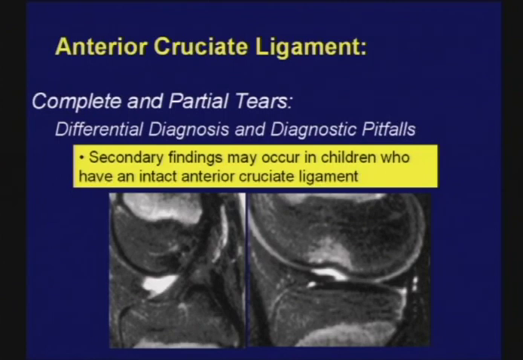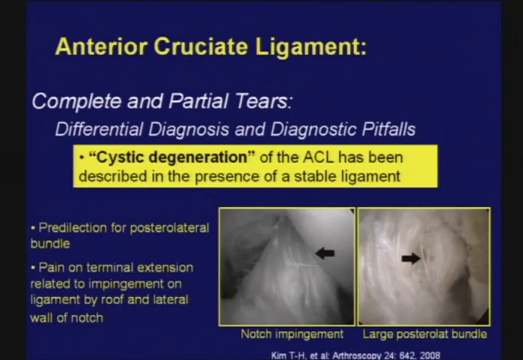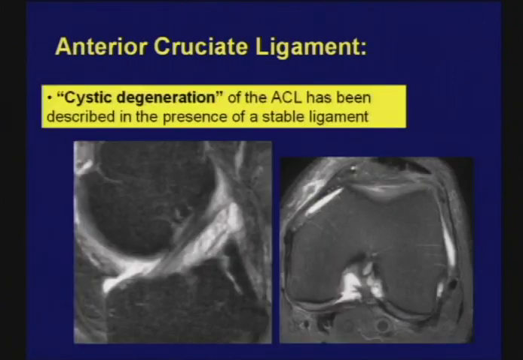This case was sent to me from Austria, actually a proven case where they did arthroscopy, and the ligament was normal. A word or two about cystic degeneration of the anterior cruciate ligament. Recent articles have emphasized the predilection for the posterolateral bundle of the ligament. This can produce pain, particularly on full extension of the knee, as the thickened ligament will impinge upon the roof of the notch.